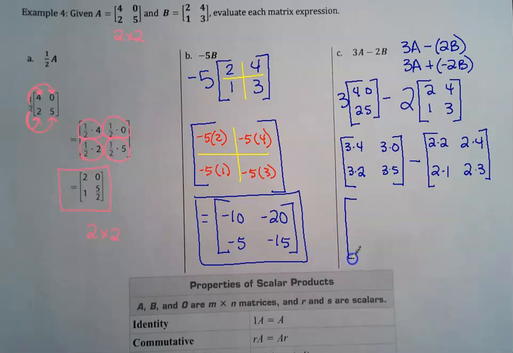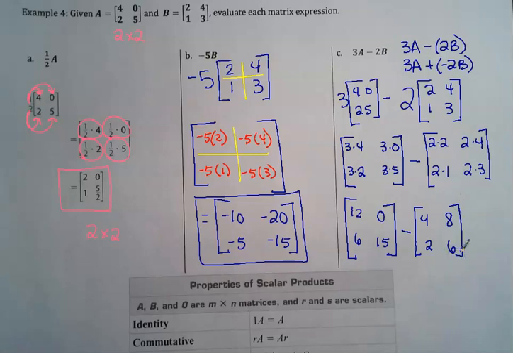All right, so then I've got 3 times 4 is 12. 3 times 0 is 0. 3 times 2 is 6. 3 times 5 is 15. Minus, we're going to do our multiplication. 2 times 2 is 4. 2 times 4 is 8. 2 times 1 is 2. 2 times 3 is 6.